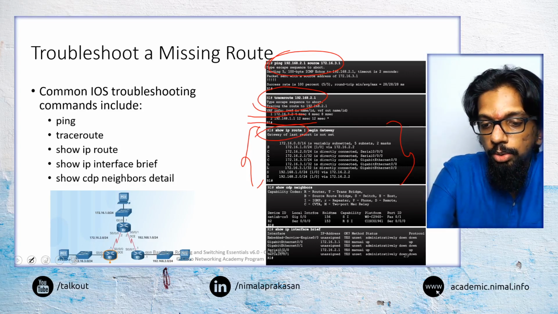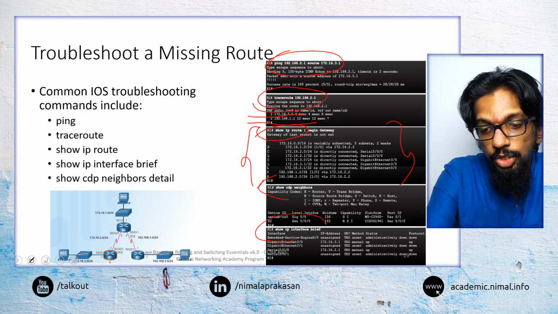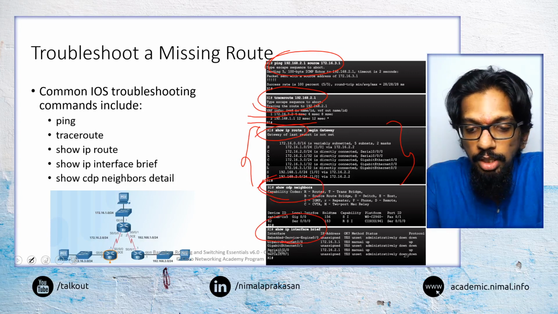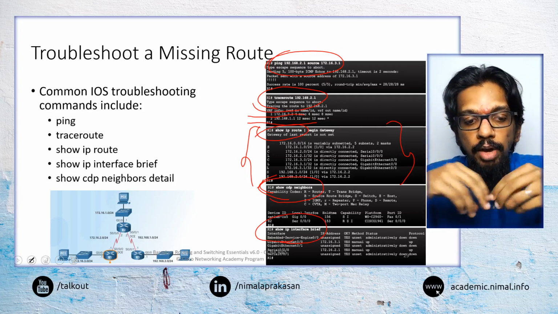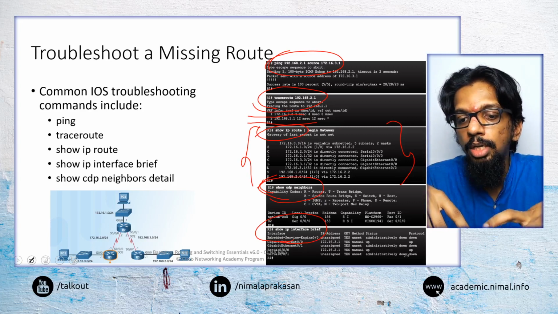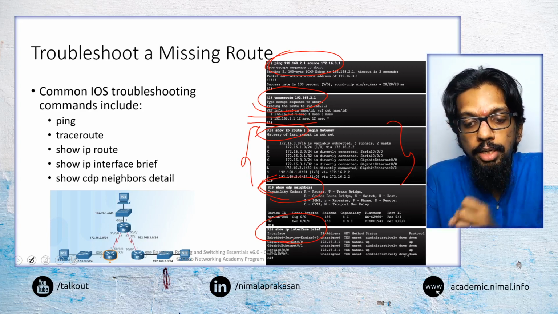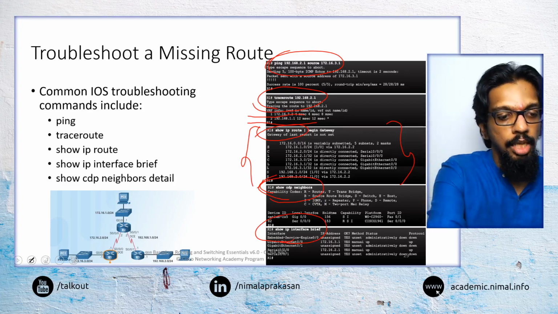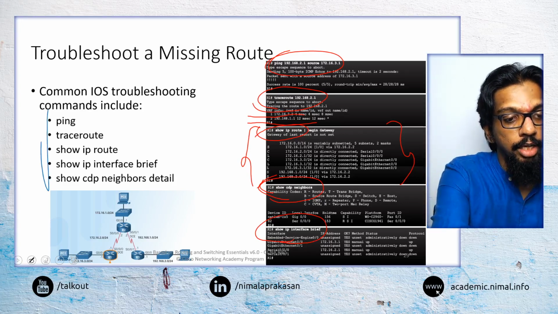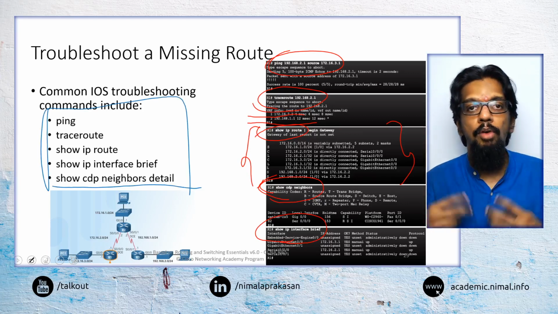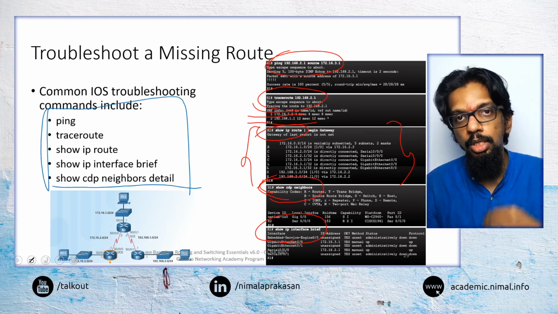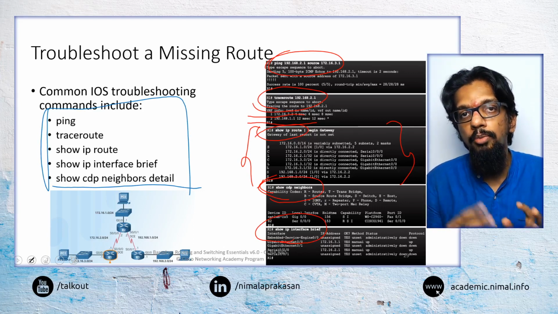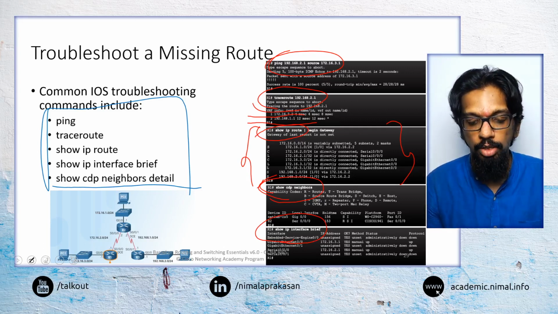We can also use the show ip interface brief command or show cdp neighbors command to see what are the other devices that are attached to this particular router, and also compare that with the routing entries that we have configured there. So these are some of the commands that we are likely to use when we are configuring our network. When we are configuring static routes, we will also use these troubleshooting commands to figure out if we have made any mistake and identify what those mistakes are.